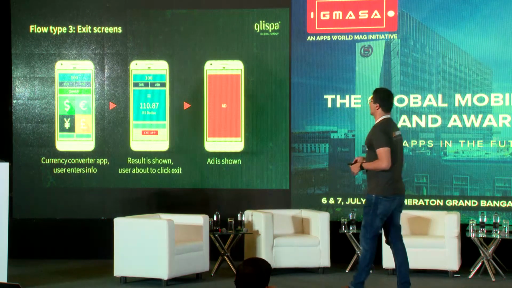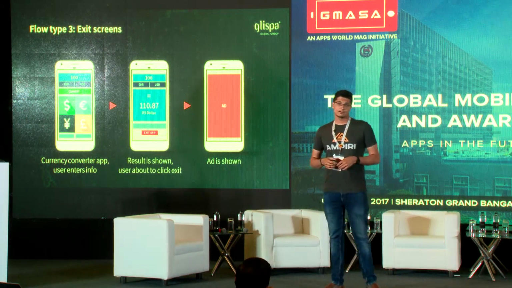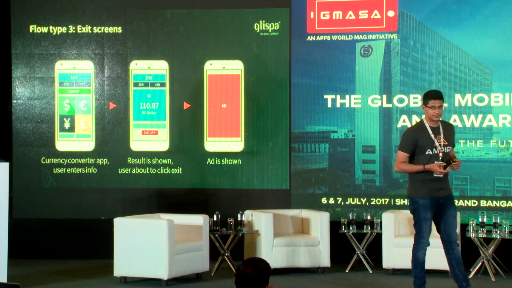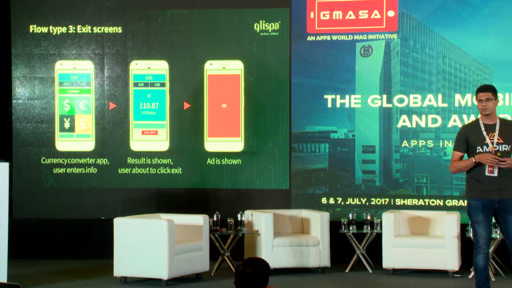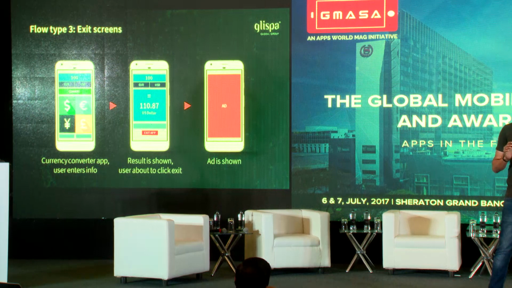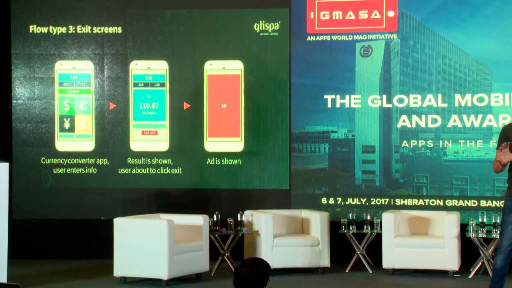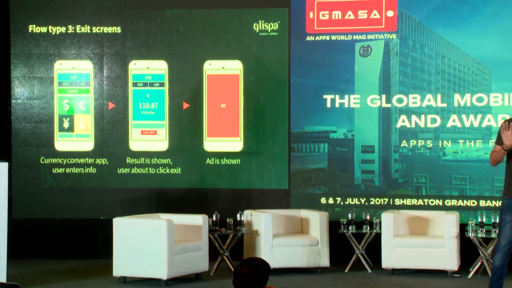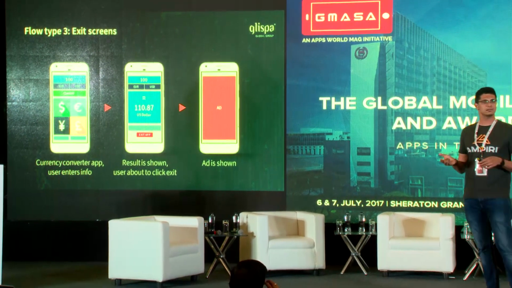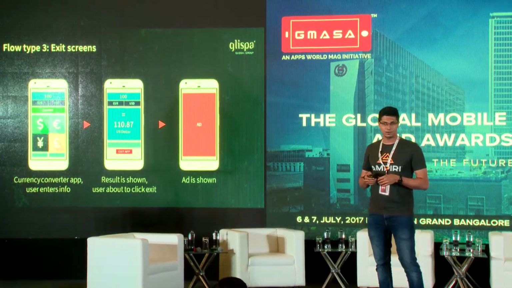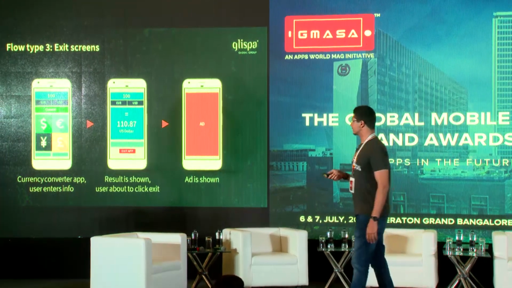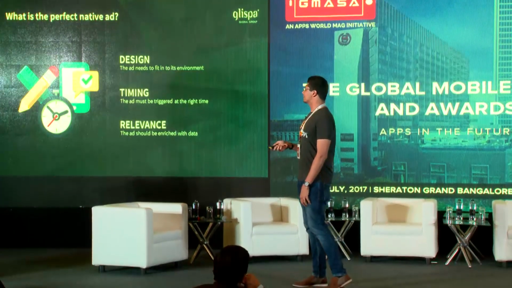And the third one is exit screens. Say a user is using a currency converter, puts in INR to USD, he gets his result and he's happy. Just before exiting the app, you show your ad, which doesn't make the user bothered because his job is done, right? And you're showing him a recommendation, and if it's relevant for him, he'll probably thank you for it. So those are the three basic flow types.